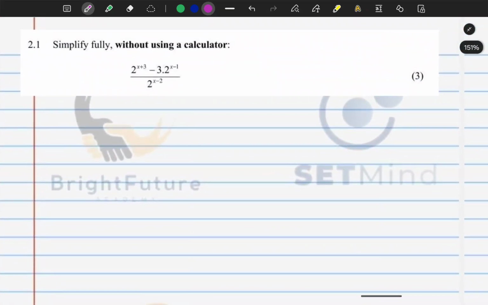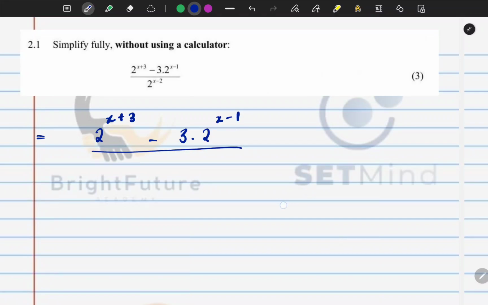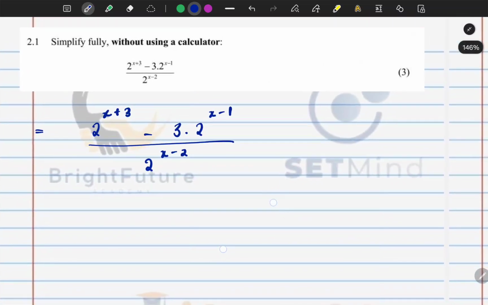So let's look at what we are given here. We are being told that we need to simplify without using a calculator. We are given this expression, which is 2 to the power of x plus 3, minus 3 times 2 to the power of x minus 1, over 2 to the power of x minus 2. The first thing that we do is to find the same base. I can see that 2 is dominating.